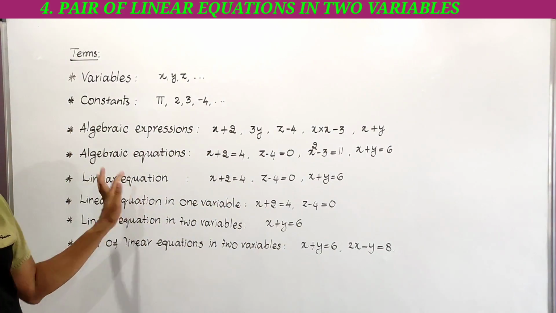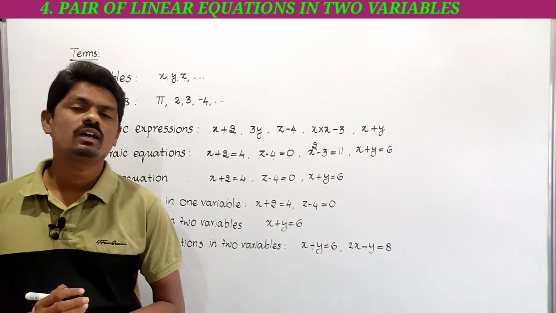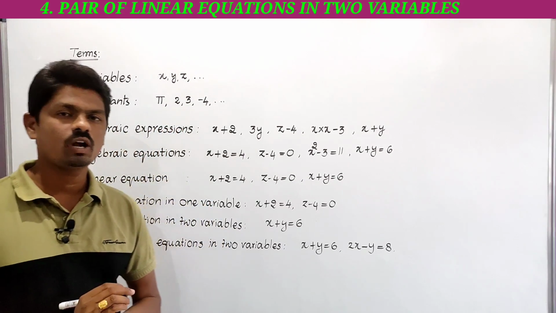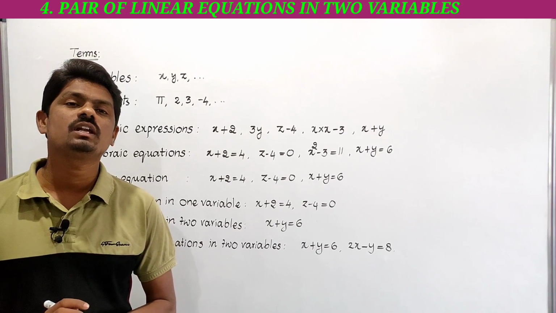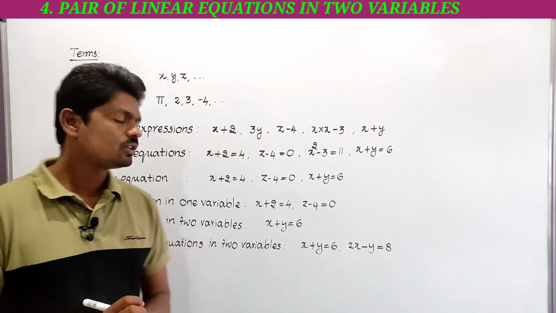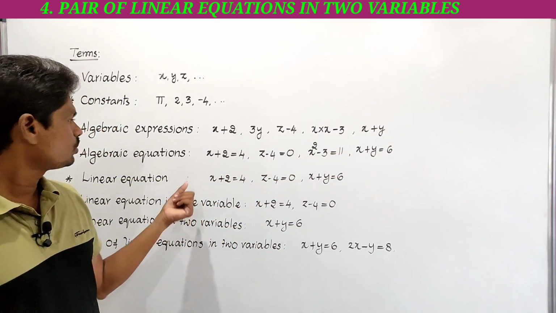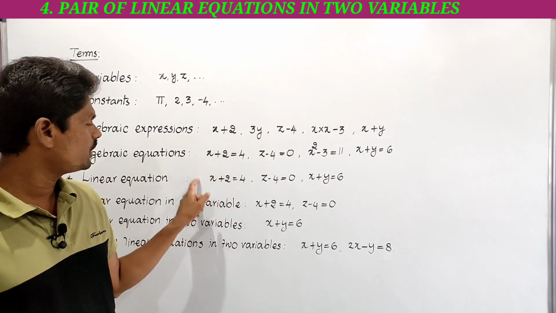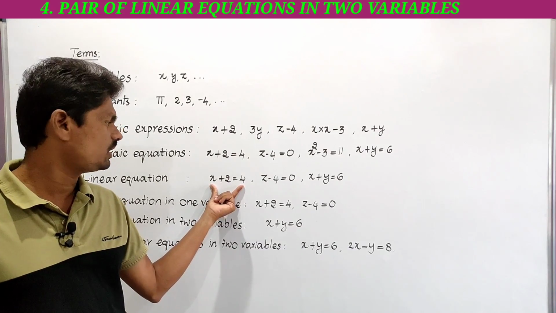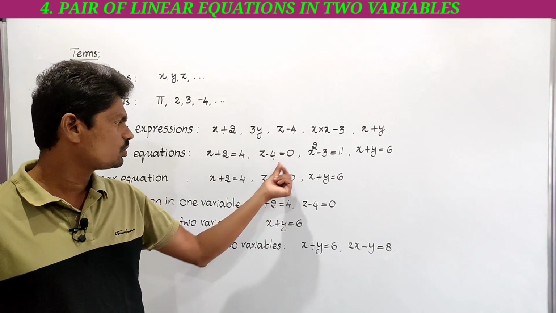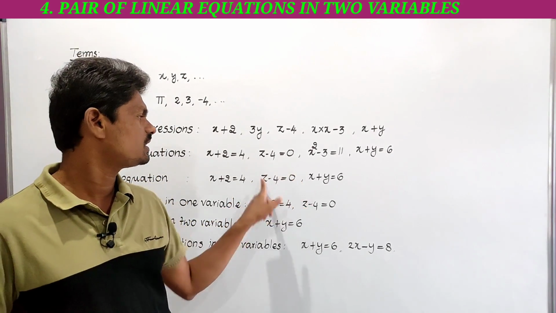So next, what is a linear equation? If the power of the variables in an algebraic equation is equal to 1, then it is known as a linear equation. See here, the variables are x, z, x, y. If you take x plus 2 equal to 4, the variable is x, the power of the variable is 1. So hence it is a linear equation. z minus 4 is equal to 0. Here the variable is z, the power of z is 1, hence it is a linear equation.